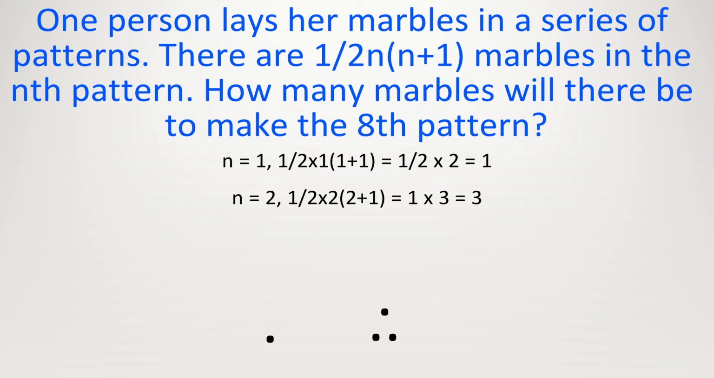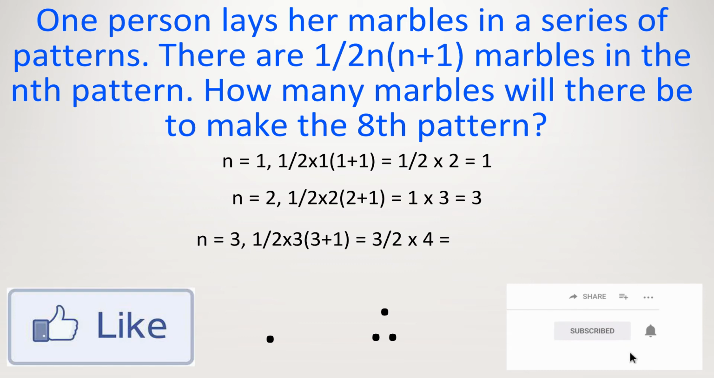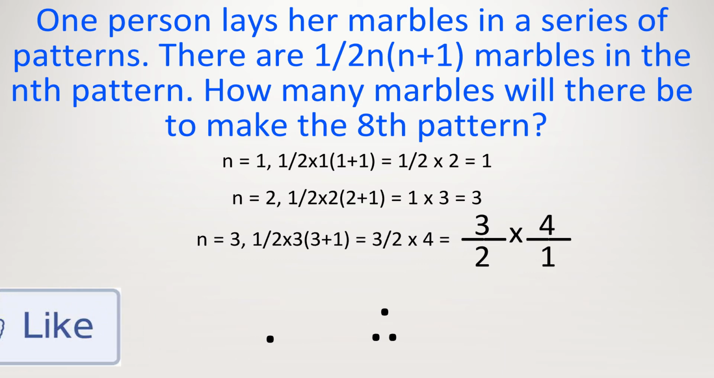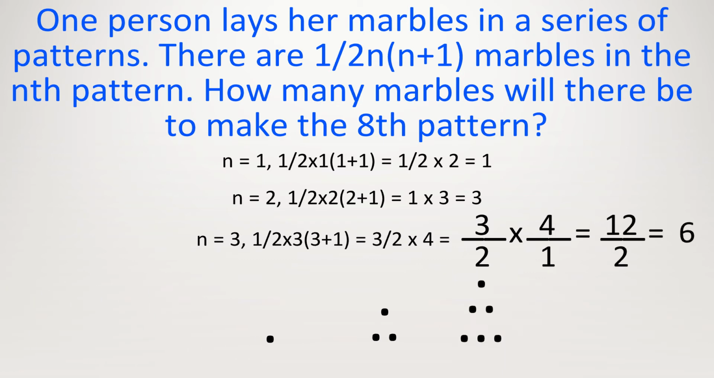Pattern 3. Half times 3, we have 3 over 2 times 3 plus 1, which is 4. So we have 3 over 2 times 4. We can put this over 1, so then it leads to 12 over 2 equals 6. When we look at this pattern, we can see triangles forming. A nice way to visualize this sequence.